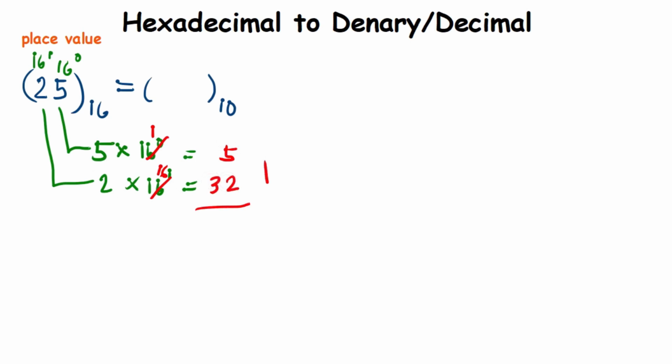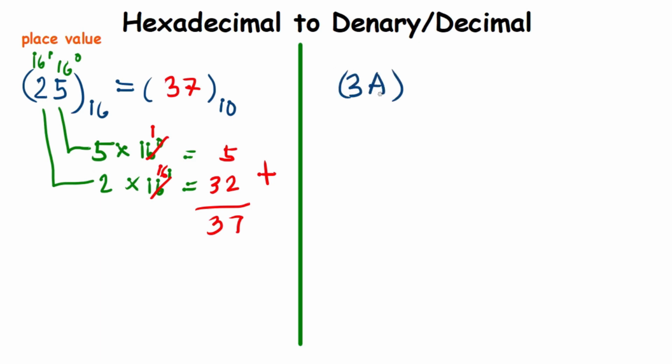And we will just add all these products and we'll have 37. And this is the equivalent denary or decimal number of 25, so we have here 37. Let's have another example, 3A base 16, and we want to convert it to base 10. Same procedure. We will multiply this A by 16 to the 0 and this 3 by 16 to the 1.